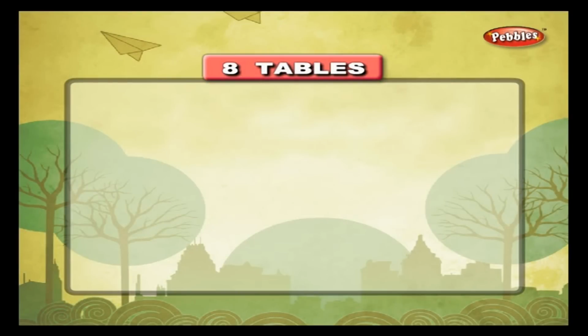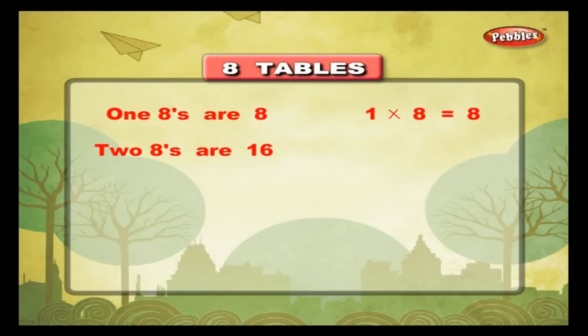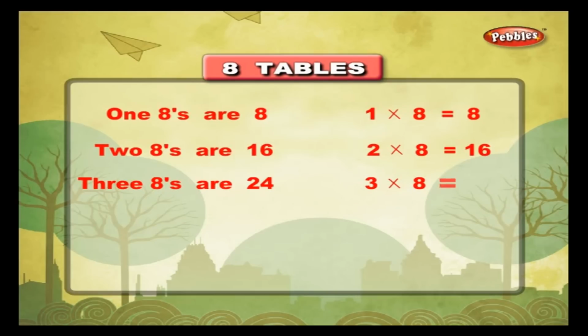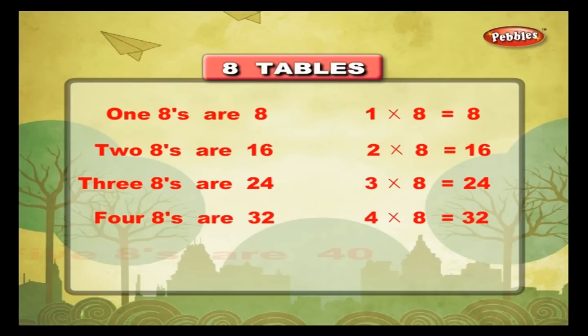8 tables. 1 eighths are 8. 1 into 8 is equal to 8. 2 eighths are 16. 2 into 8 is equal to 16. 3 eighths are 24. 3 into 8 is equal to 24. 4 eighths are 32. 4 into 8 is equal to 32. 5 eighths are 40. 5 into 8 is equal to 40.